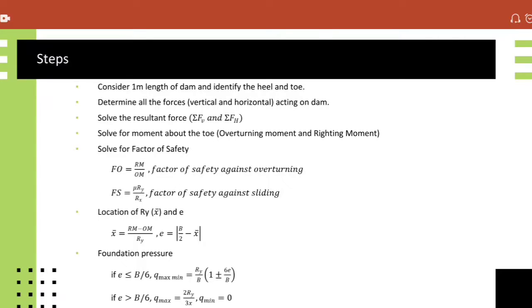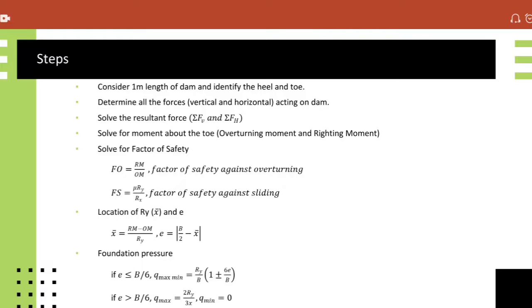So, alamin muna natin what is x bar and e. Pag sinabi natin x bar, ito yung location ng Ry natin from the toe. Yan ha. From the toe. And then, e is the location of Ry from the center of the base. I-explain ko na lang ulit to sa problem kasi papakita ko na lang siya sa figure kasi wala tayong figure dito sa umpisa. And then next is the foundation pressure.